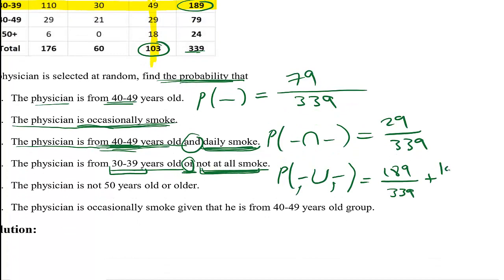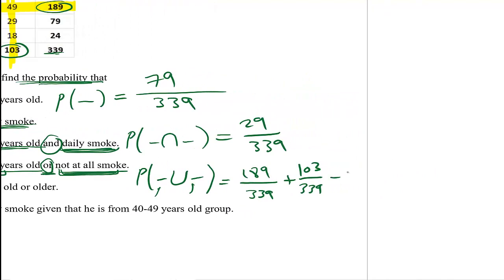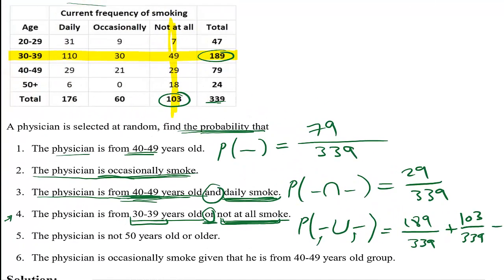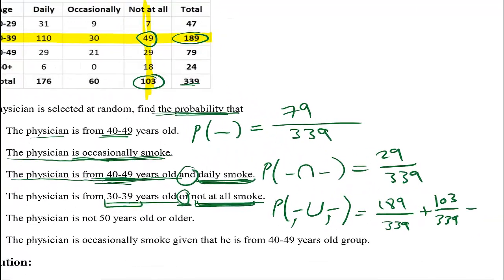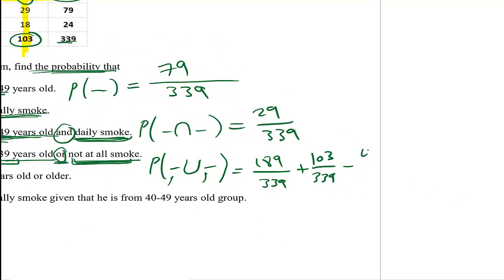This is 103 divided by 339. Now minus the intersection. The intersection is 49. So the answer is 49 divided by 339. And then you need to find the final answer.